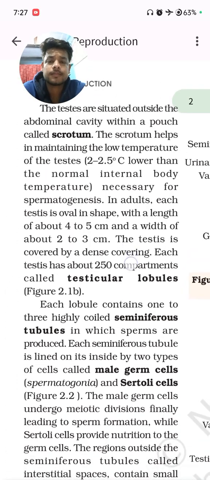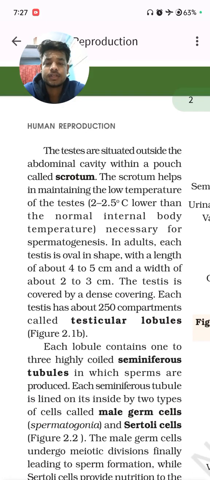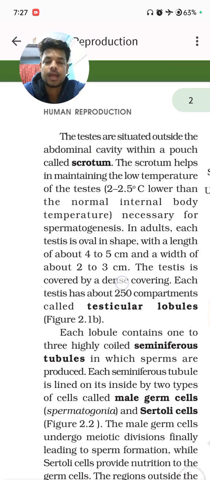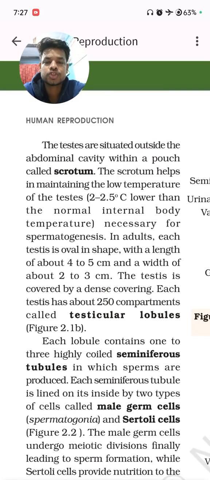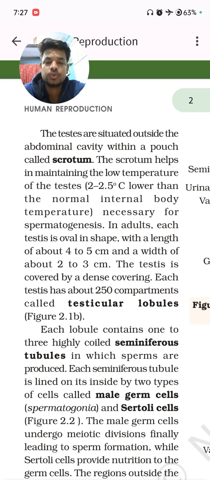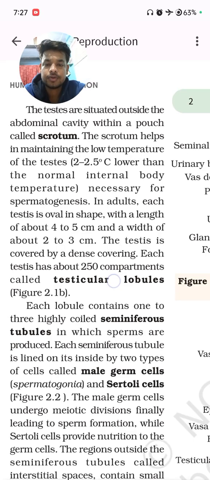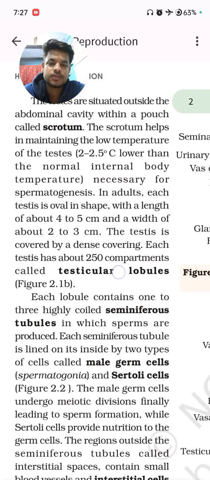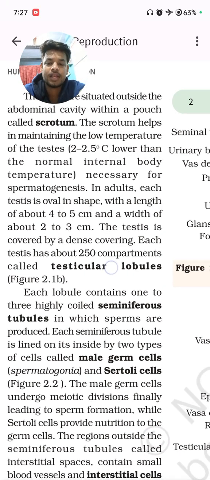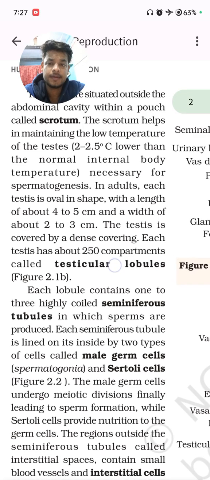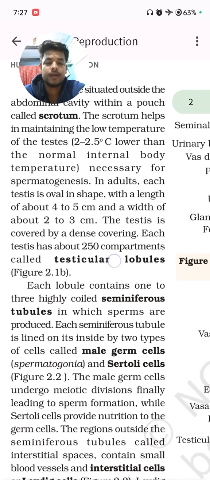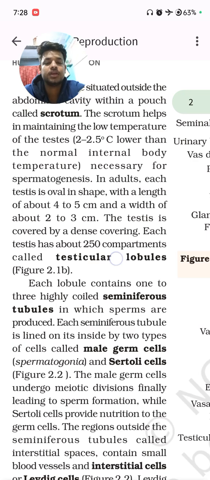So I'm reading. The testes are situated outside the abdominal cavity within a pouch called the scrotum. The scrotum helps in maintaining the low temperature of the testes, 2 to 2.5 degrees centigrade lower than the normal internal body temperature, necessary for spermatogenesis. In adults, each testis is oval in shape, with a length of about 4 to 5 centimeters and a breadth of about 2 to 3 centimeters.